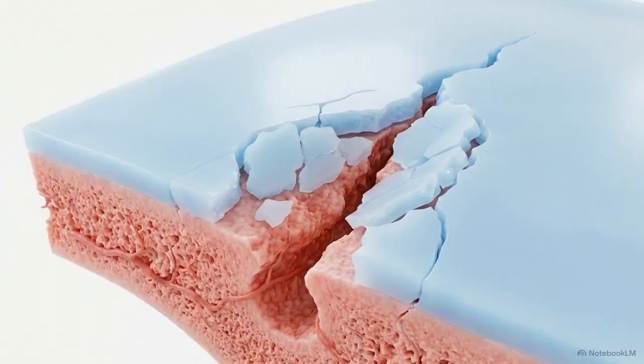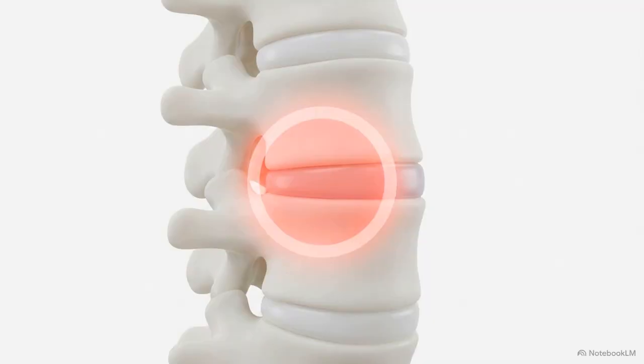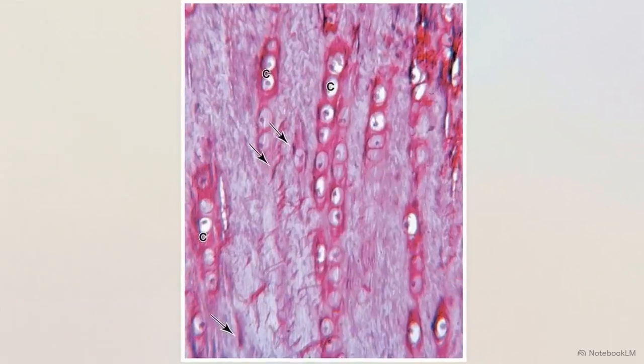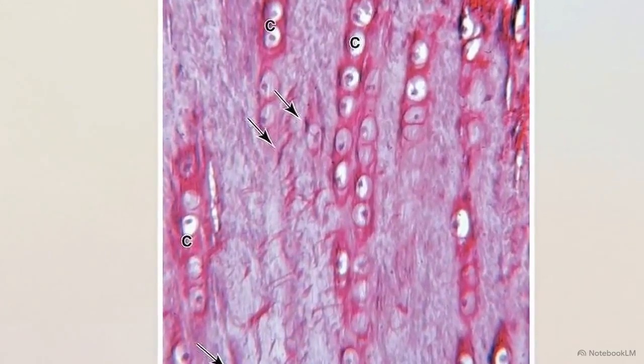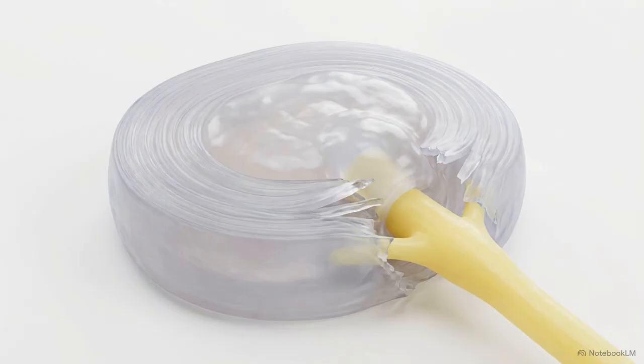A herniated intervertebral disc is another failure of a specific microscopic variable. The outer ring of a spinal disc relies on the tensile strength of fibrocartilage. If those thick type 1 collagen bundles tear, the softer internal material can escape and compress the adjacent spinal nerves.